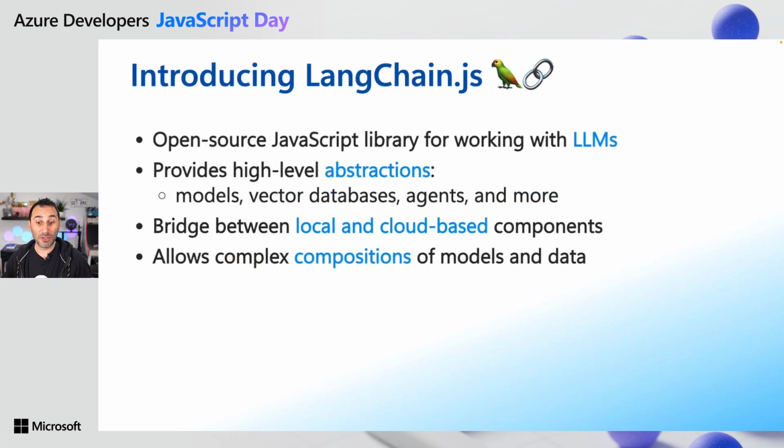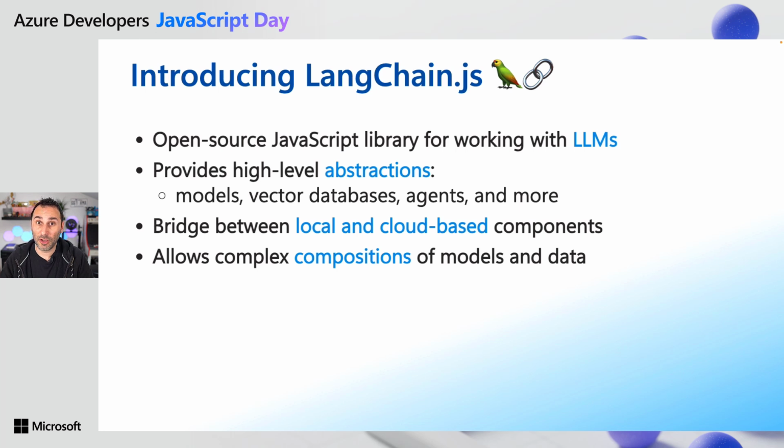So, let me introduce you to LangChain.js, a JavaScript library for working with large language models. If the name sounds familiar to you, it's because it's the sister project of LangChain, which was initially made for Python, and it's a hugely popular open source project in the AI community. What LangChain provides you is high-level abstraction for models, vector databases, agents, utilities, and all the plumbing stuff that you need to connect everything together when you're working on generative AI apps.